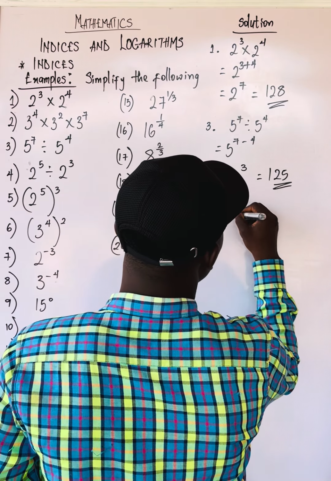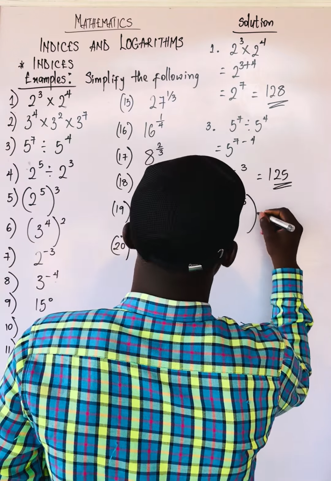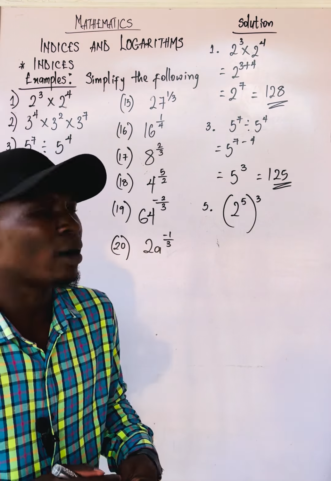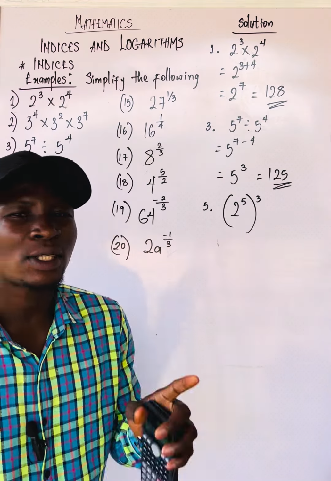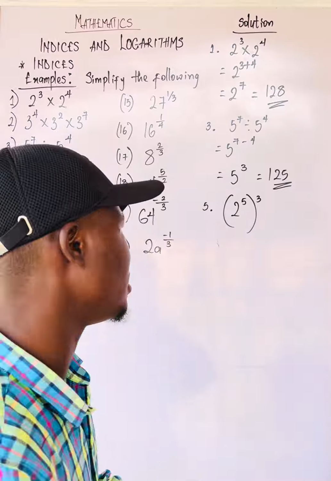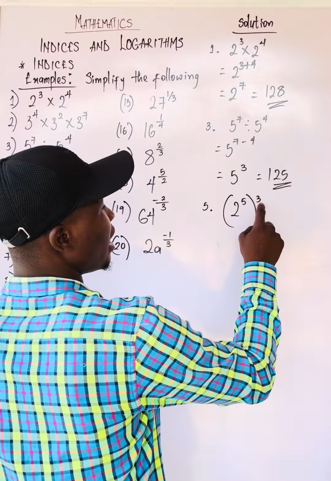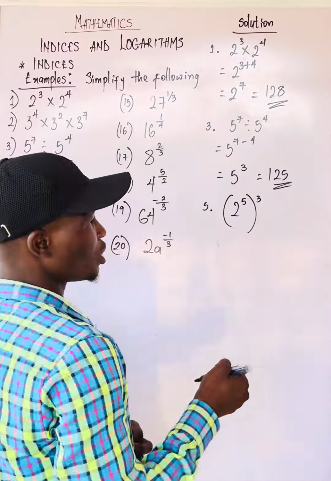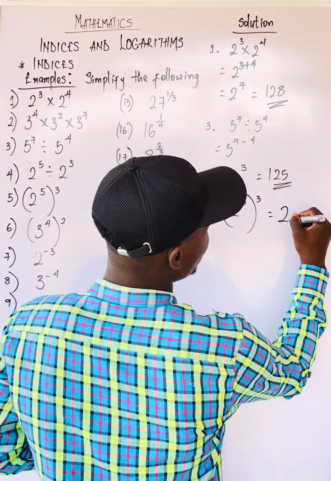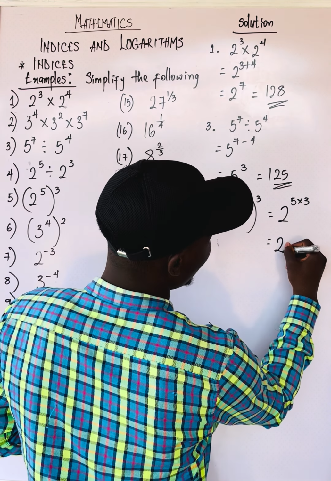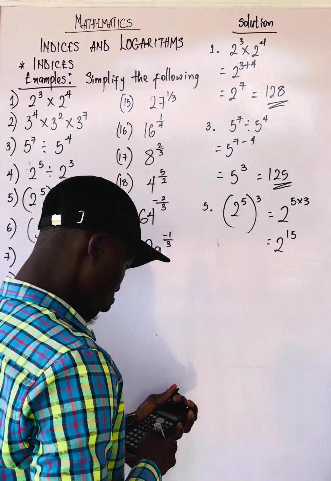Question 5 says 2 to the power of 5, in bracket, to the power of 3. Now, if you look at it, it looks like a law under indices. How do we solve it? When they are having 2 powers, what do you do? You just multiply their powers. That will be 5 times 3, right? Then that will give us 2 to the power of 15.